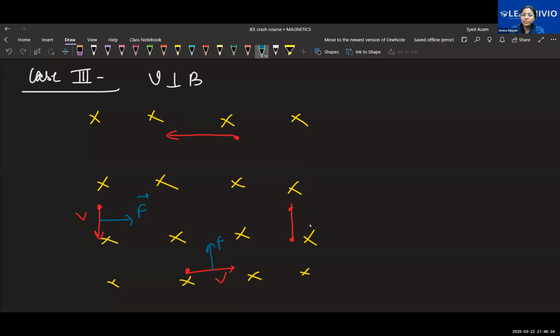Now, Upasna, you tell me the direction. If the charged particle is present here, it is moving upwards with some velocity v. This is the charge. What will be the direction of force?